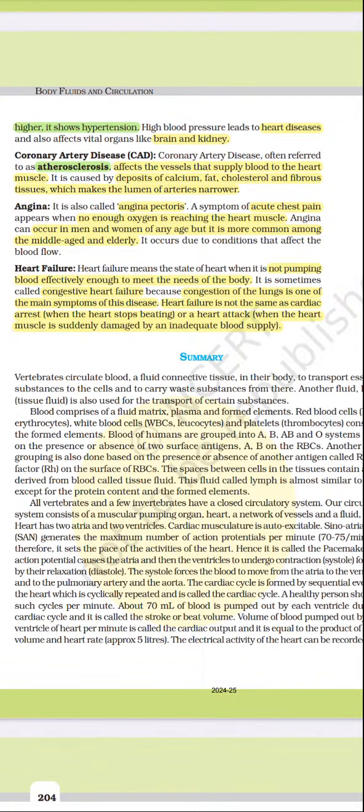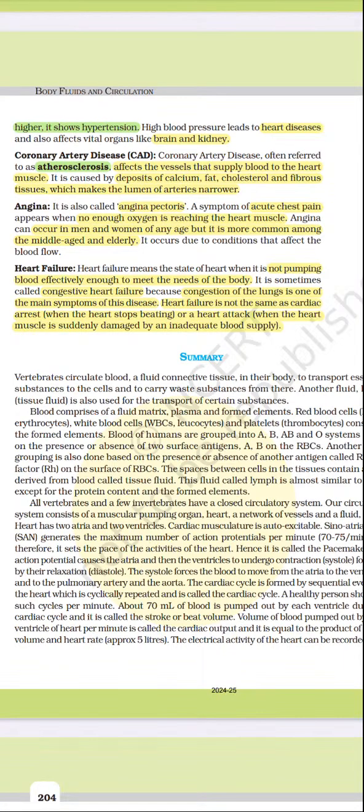Angina pectoris: acute chest pain when not enough oxygen is reaching the heart muscles. It occurs in men and women of any age, but it's more common amongst the middle aged and elderly.